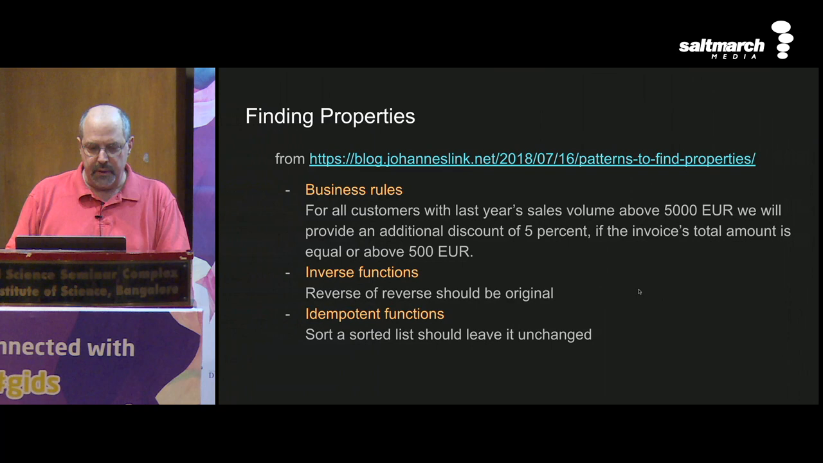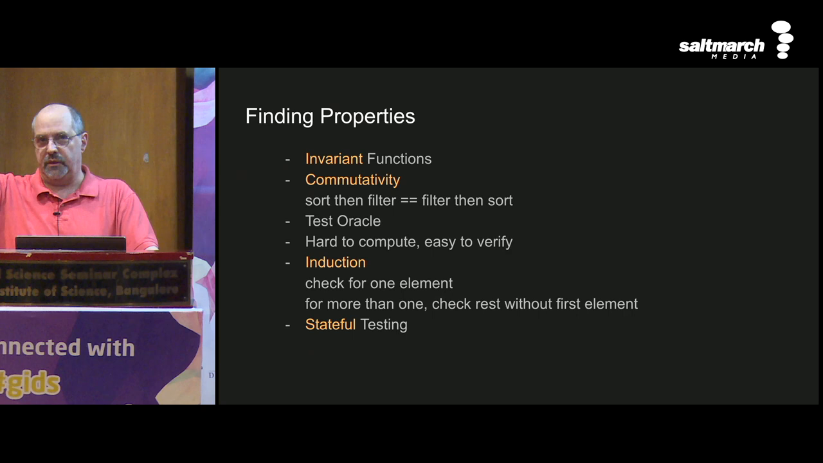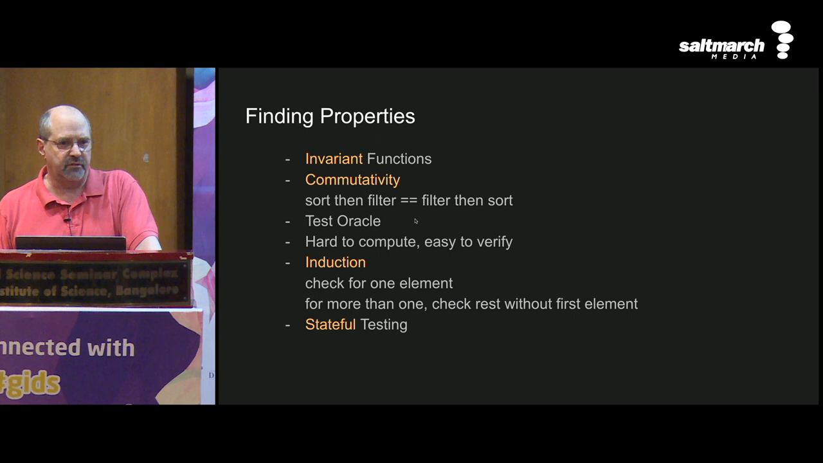Invariant functions, of course, are things that always return the same value. Commutativity, so I have an example where I showed you the filter, then sort, followed by the sort, then filter. There's something called a test oracle, which presumably has something to do with the owner of the Java ecosystem.